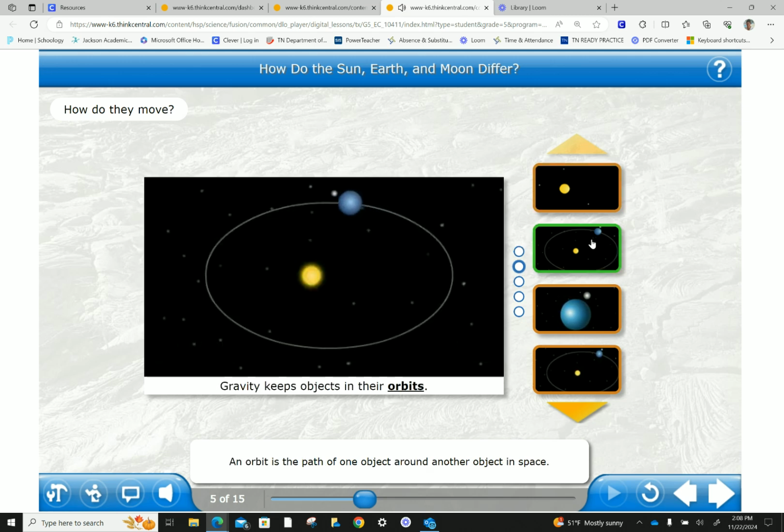An orbit is the path of one object around another object in space. Can you think of some things that have orbits? Moons and planets have orbits. What keeps these orbits orderly? It's gravity. The pull of gravity keeps most objects in space moving in a predictable way.